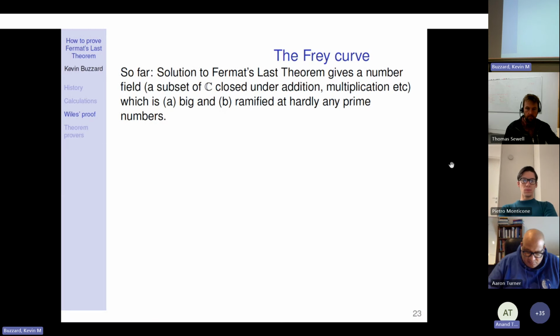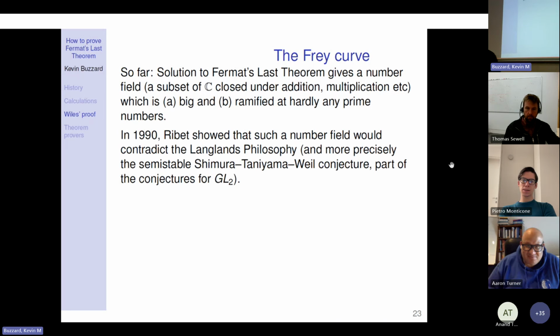So what have we got so far? We've got a counterexample to Fermat's last theorem. We can make a number system by throwing in some complex numbers on top of the integers, and we know it must be big by Mazur, but we know it's hardly ramified at any prime numbers. So your gut feeling is that this is some kind of contradiction.